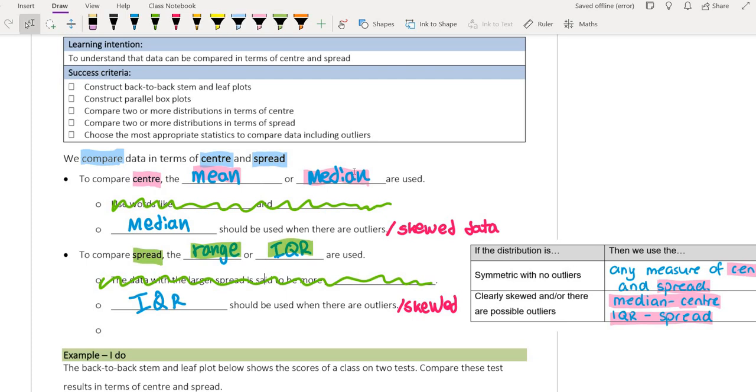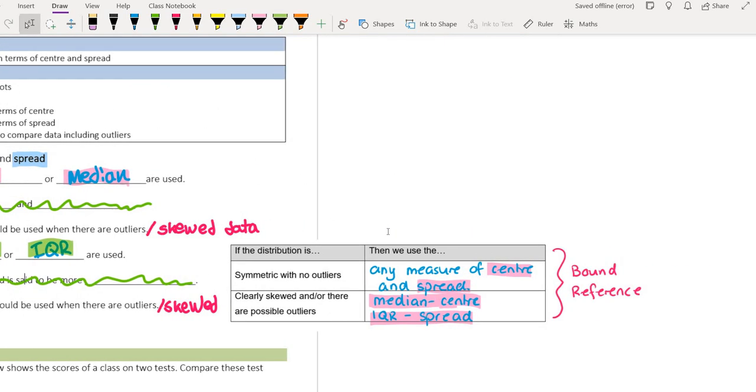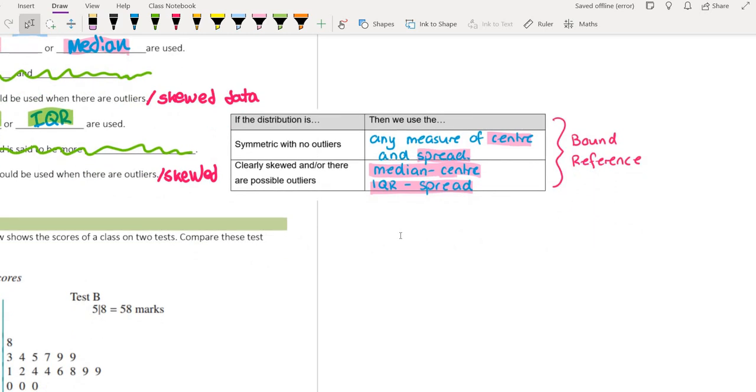Now, I put this table here, which I'm going to recommend that you add to your bound reference, or add it to your booklet if that's what you're using for your bound reference. This little table tells you which measure of center to use for which scenario.